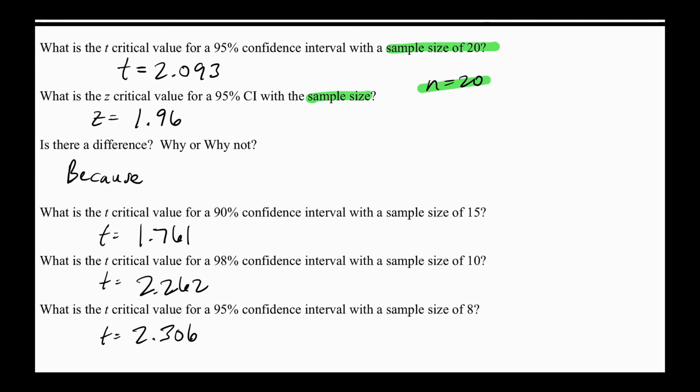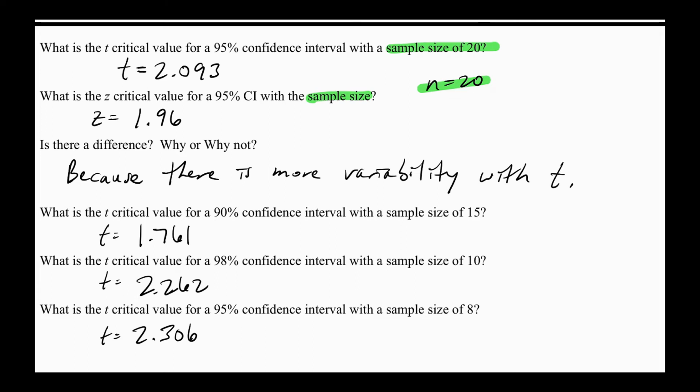Which one's further away from 0, T or Z? T. Why is T further away from 0? More variability. Because there is more variability with T.